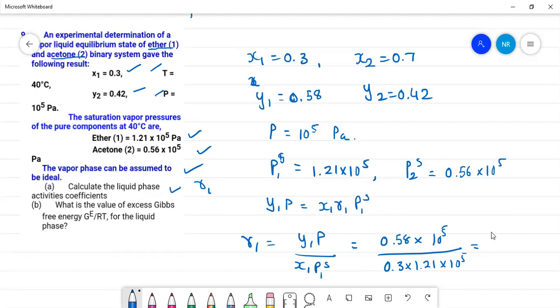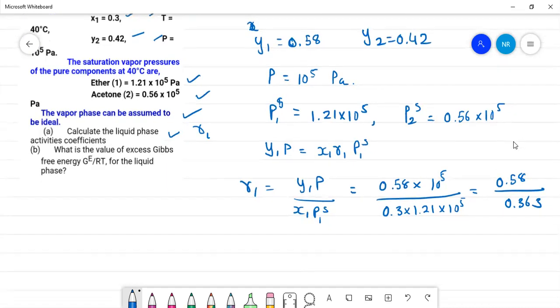Gamma 1, we have 0.3 multiplied by 1.21, so it's 0.363. 0.58 divided by 0.363. So 1.59. Gamma 1 is equal to 1.59.